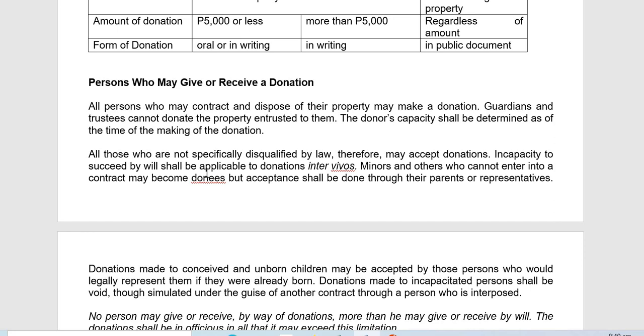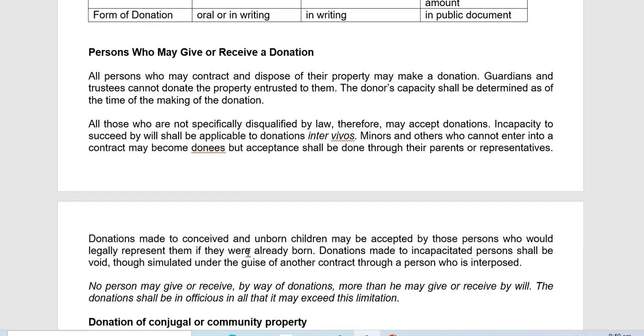They can be donees, but acceptance shall be done through their parents or representatives. Since they cannot yet enter into a contract, the acceptance must be through their parents, guardian or representative. Donations made to conceived and unborn children may be accepted by those persons who would legally represent them if they were already born. So, even an unborn child can receive a donation.